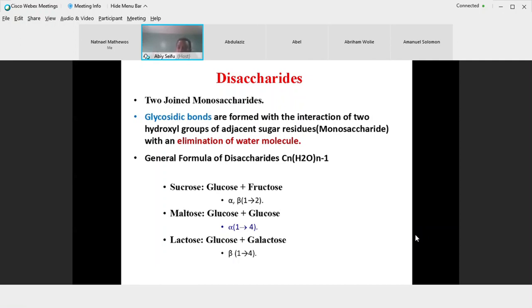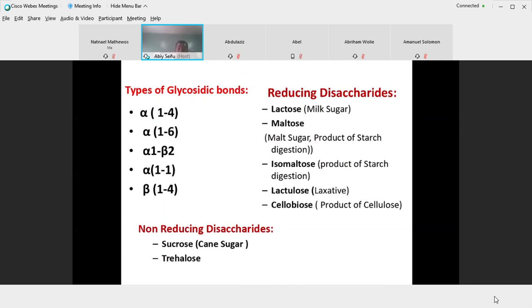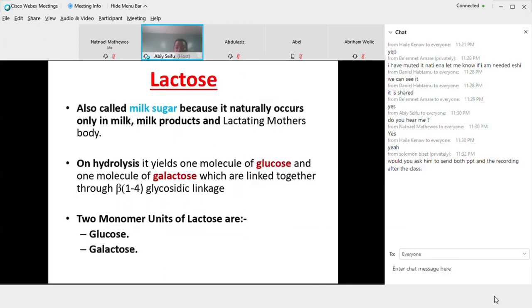The carbon OH of fructose is linked with the OH at carbonyl carbon 1 of glucose. Then there is no free OH on both glucose as well as fructose. And sucrose is considered a non-reducing sugar. Now let's see one by one.